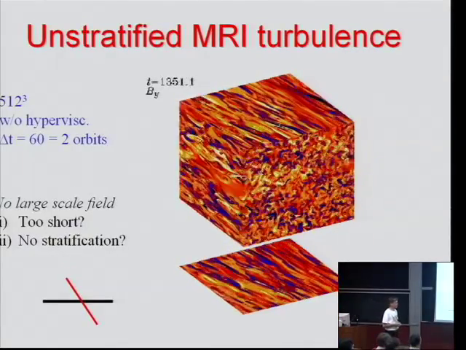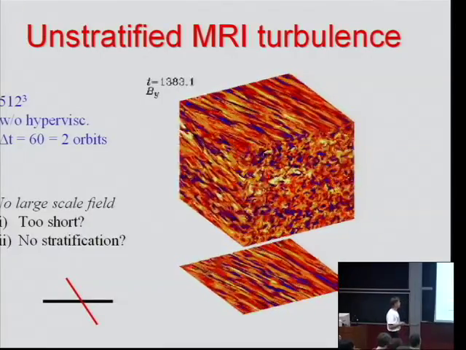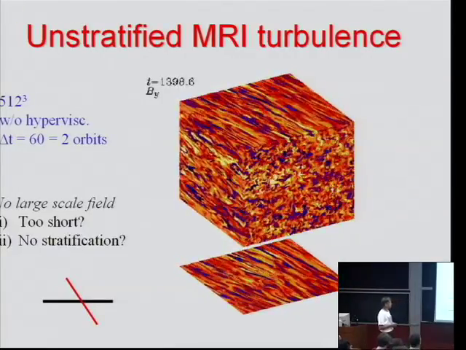So here's, first of all, shown a simulation without stratification at 512 cubed. It's a relatively short calculation. It's only 2 orbits. But we see a lot of eddies, many, many eddies in the meridional plane, elongated in the toroidal direction.